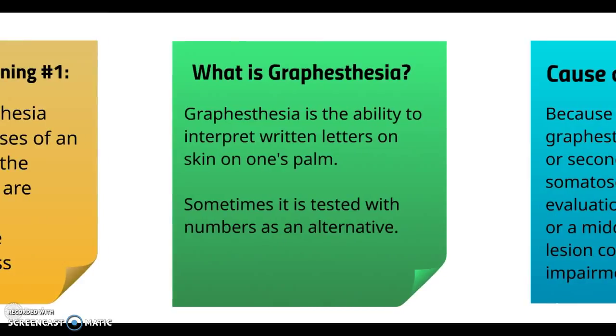Graphesthesia is defined as the ability to interpret written letters on the skin of one's palm. Sometimes it is tested with numbers as an alternative. An inability to interpret these letters and numbers is called agraphesthesia.